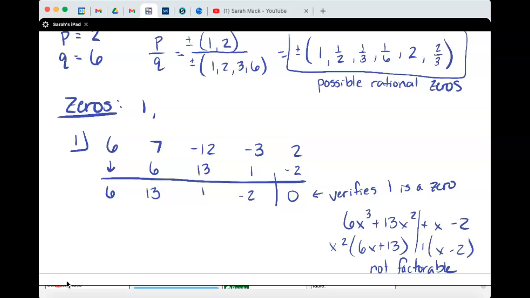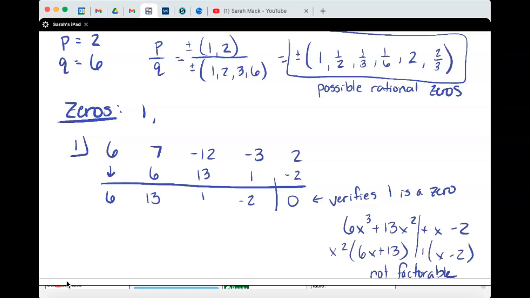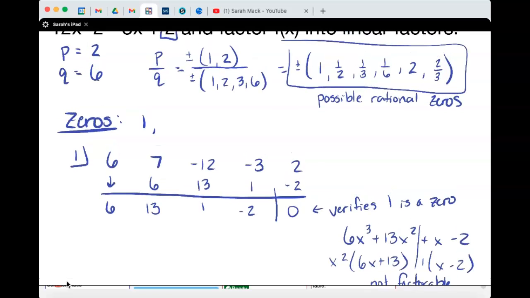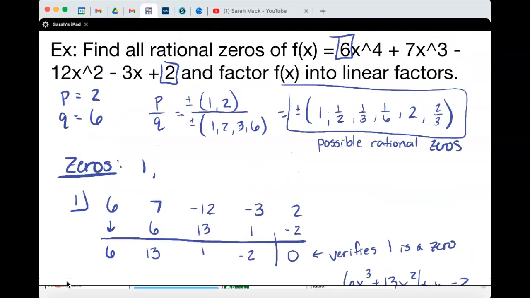So I need to go up to my possible rational zeros list and test another one. I found the one that worked, I need to find another one that works, because once it's a quadratic, I can always solve a quadratic, for sure. So maybe let's test -1 into this guy again. -1 doesn't work. We could try 2.